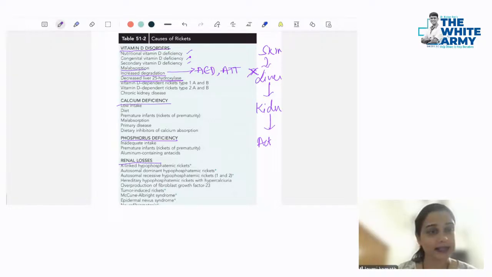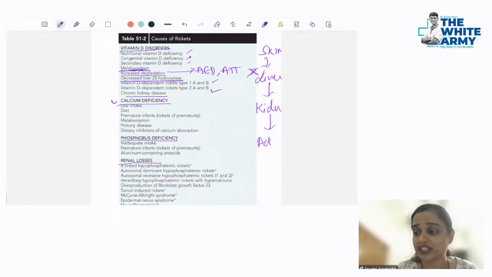Other than this, like in malabsorption, you can even remember cholestasis. The cholestatic picture where there is biliary tract obstruction or pancreatic duct problems. So either bile is not coming or pancreatic juice is not coming. In either situation you will have malabsorption of vitamin D. Okay, so decreased liver 25 hydroxylase, or like we discussed, vitamin D dependent rickets type 1 and type 2, or it can be chronic kidney disease where there will be vitamin D deficiency, correct?